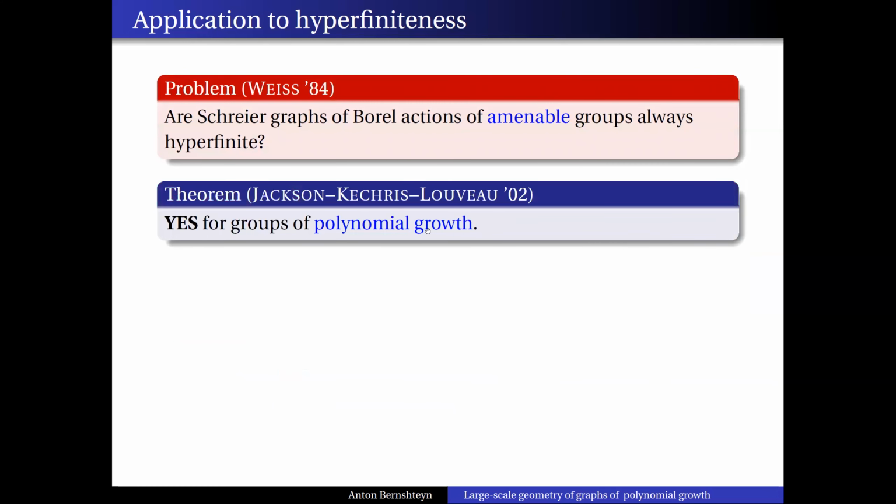Until recently, this was essentially the only thing we knew, at least in the finitely generated case, that the answer is yes if the group was of polynomial growth. This is the theorem of Jackson, Kekris, and Louveau. Of course, polynomial growth groups are amenable, but there are lots of amenable groups of exponential growth, for example, to which this doesn't apply.